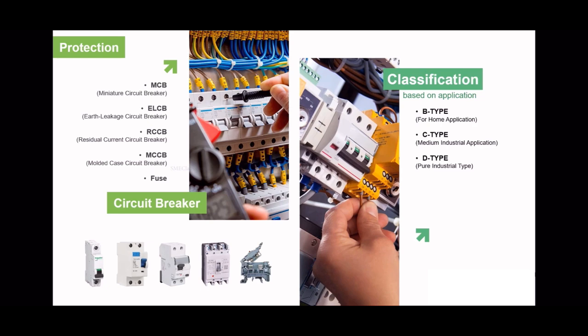Okay, based on the classification, based on the application we have used in the protection level, the main classification is in 3 types. First one is B type. That is for the home application. There, the rating is only up to 63 ampere. But in the case of C type, it is the medium industrial application, like the small scale industries, used from 63 ampere to 150 ampere rating. Above 150 ampere, the D type category, that means the pure industrial type category, comes. These are the main classification based on the protection.